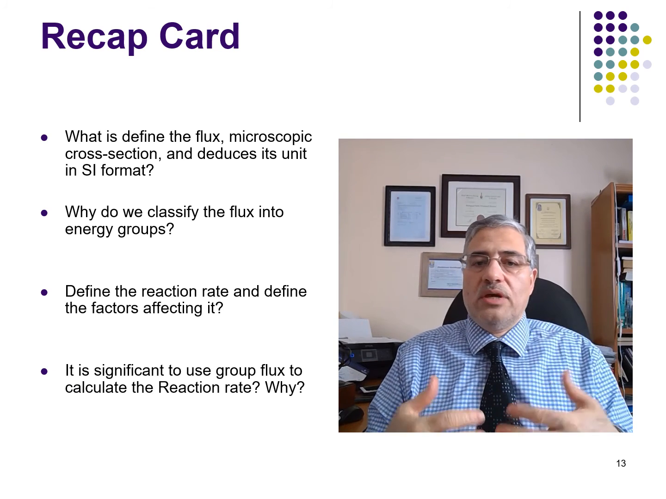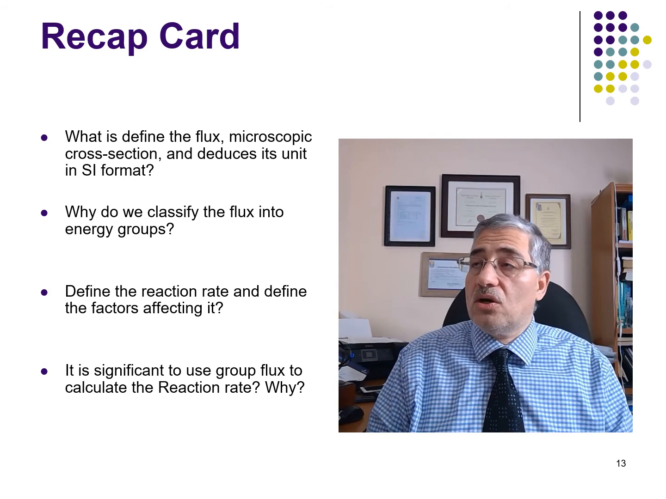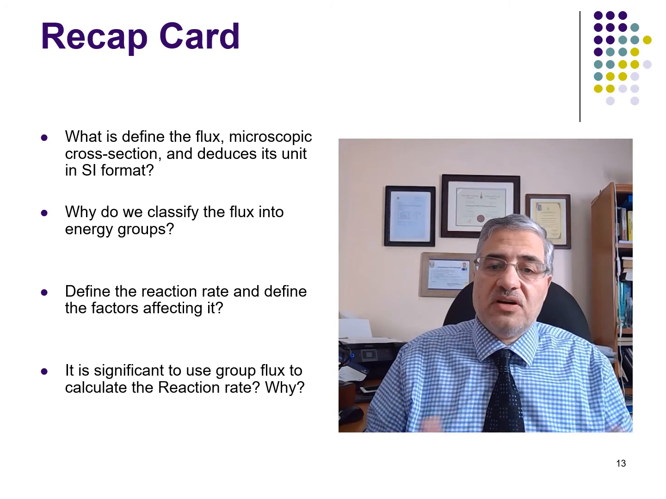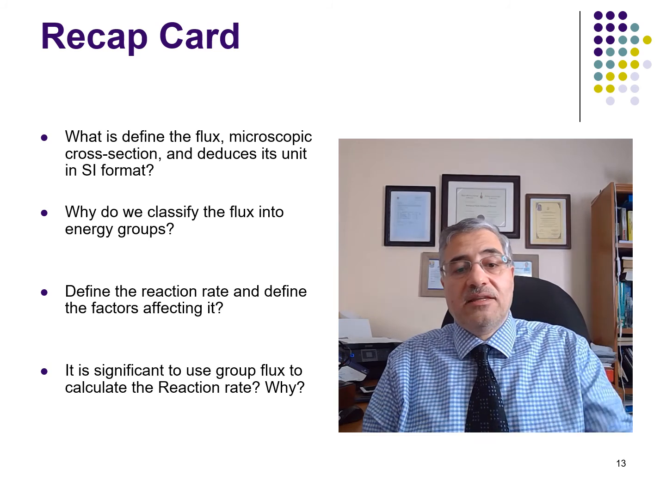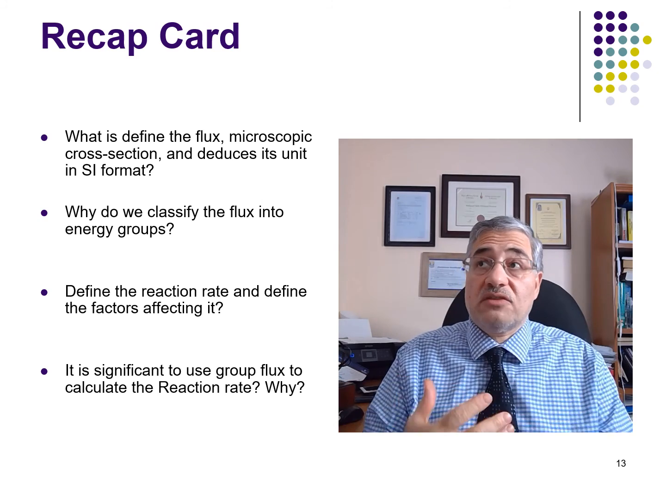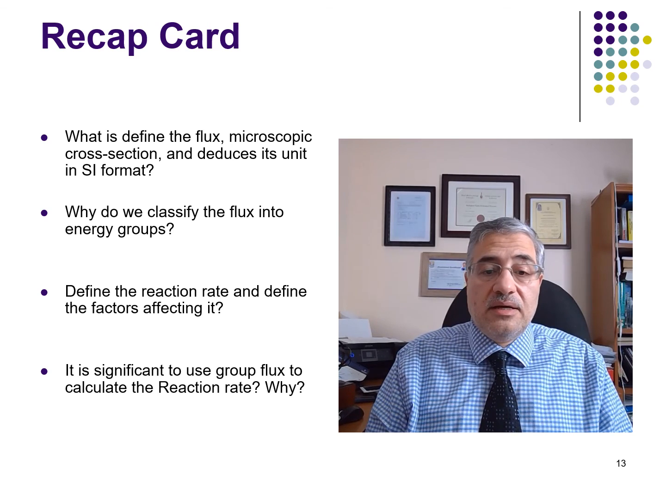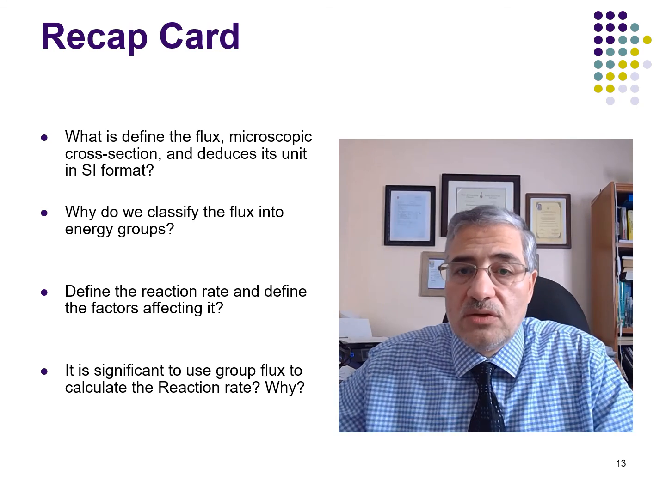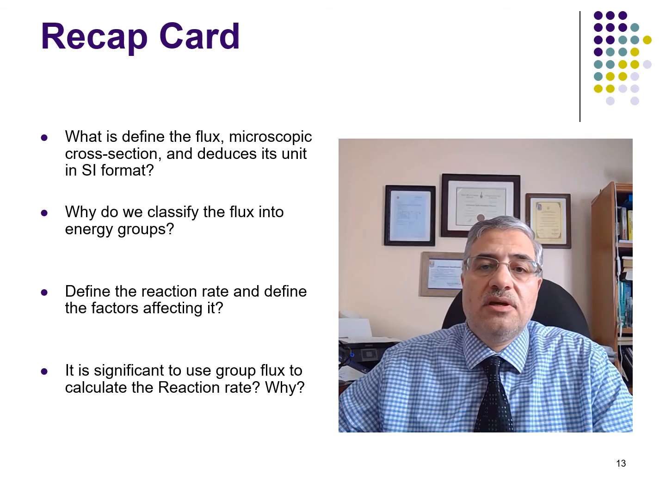So you have this information now. You have to know the definition of the flux, the microscopic cross section, and the unit of each one. Why do we classify the flux into energy groups? In order for each group to interact differently with the target nuclei. Define the reaction rate and the factors affecting it: the flux, the number density, and the cross-section. Is it significant to classify the flux into groups, and why? You have to know the answer to these questions clearly after this lecture. Thank you very much, and have a good day.